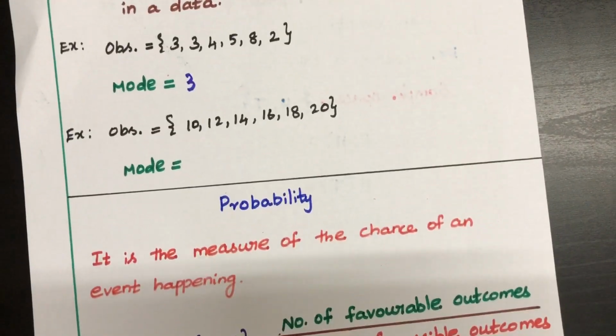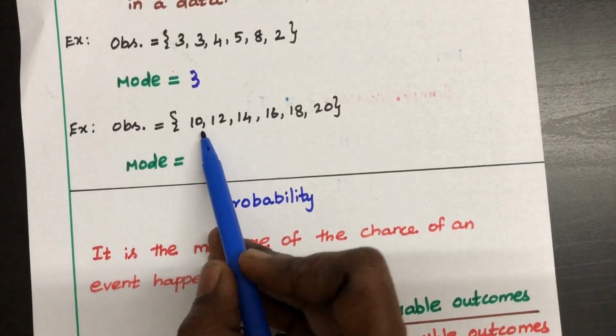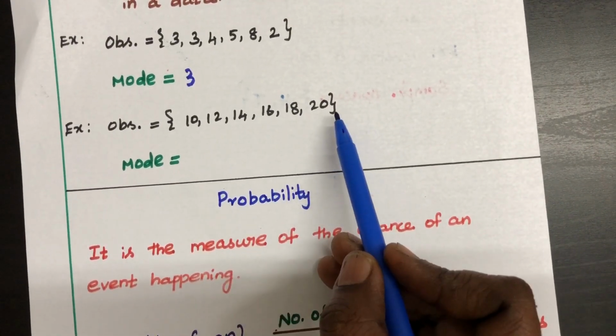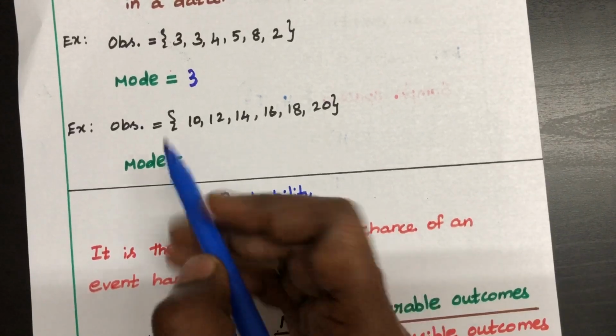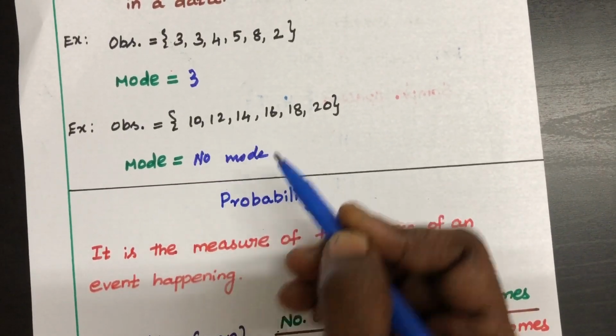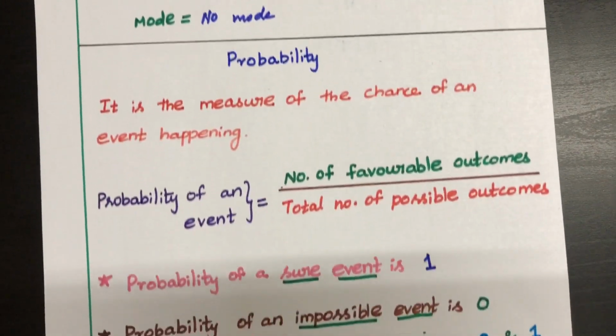In another example, see the observations 10, 12, 14, 16, 18, 20. No data is repeated. In this case, there is no mode. Mode is not there. So, no mode.